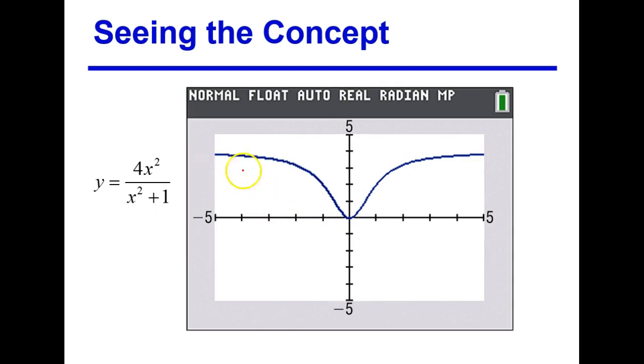So here's the actual graph of the equation we were just looking at. As you can see, I could fold it along my y-axis and it would look exactly the same. It would fit on itself. So I know that it is, in fact, symmetric about that axis.